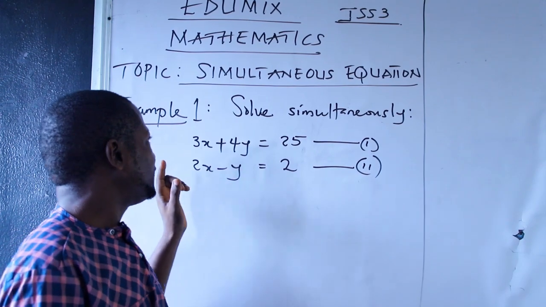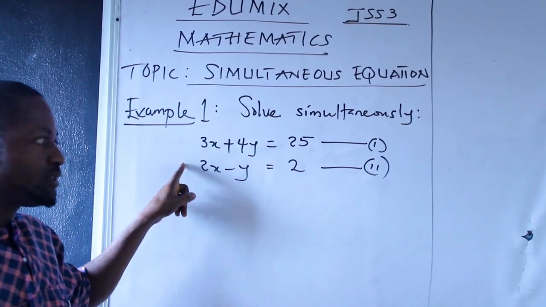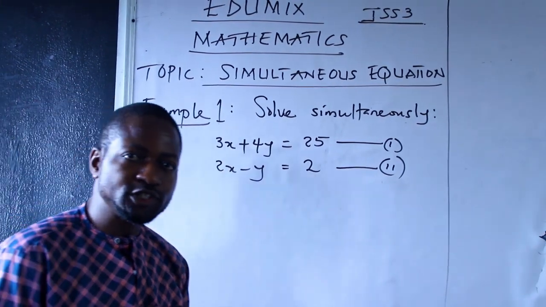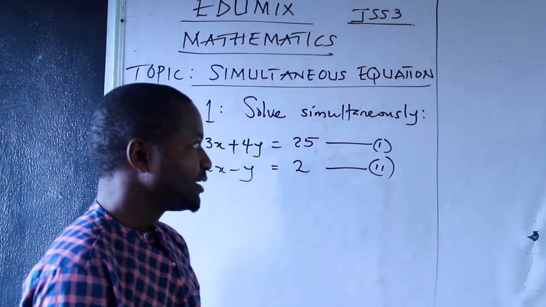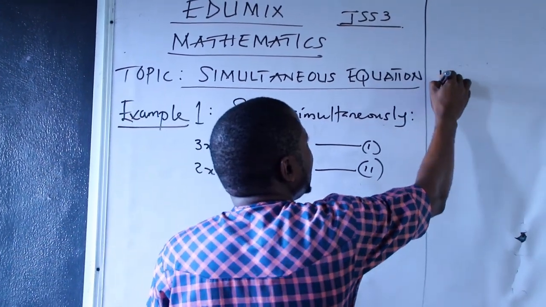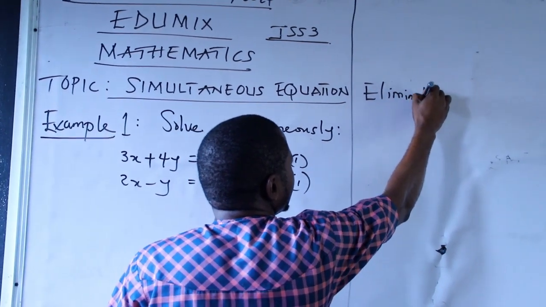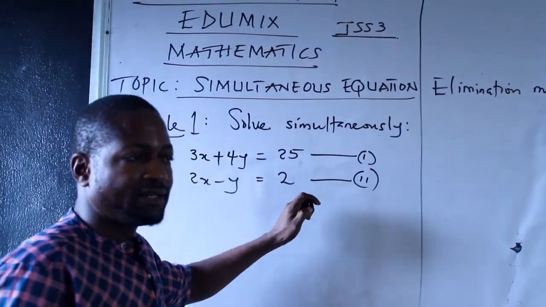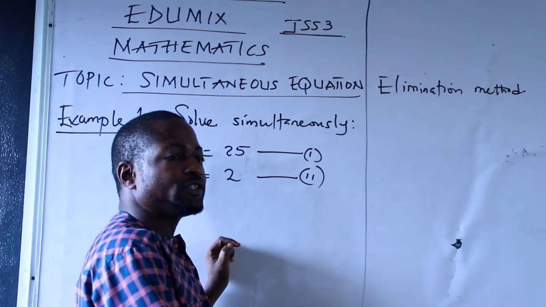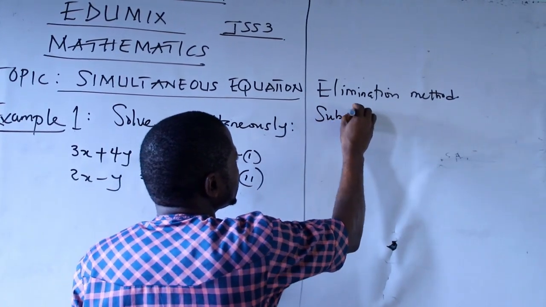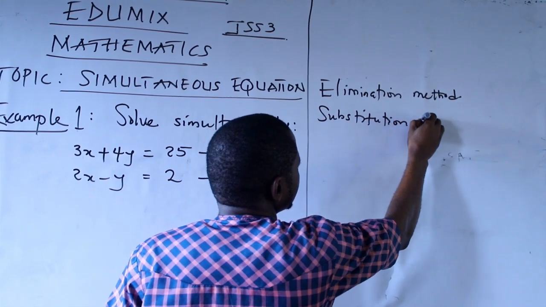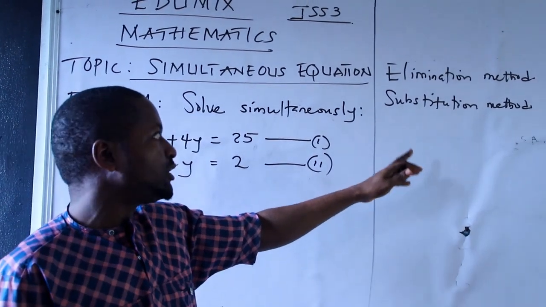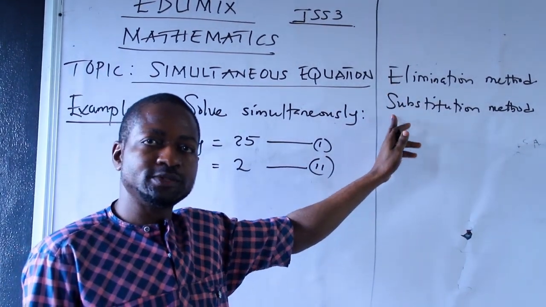In the same way, for simultaneous equations, you are going to be given two different equations, equation 1 and equation 2. And to solve simultaneous equations, there are two methods. The first method is called elimination method. What did I say? Elimination method. The second method is called substitution method. Now, these are the two methods we use in solving simultaneous equations: elimination method and substitution method.